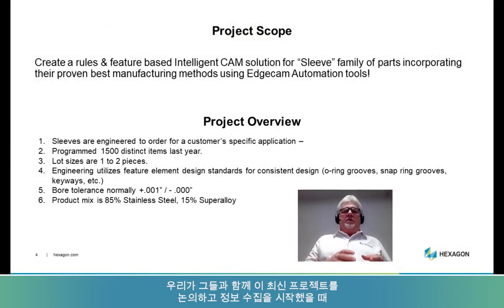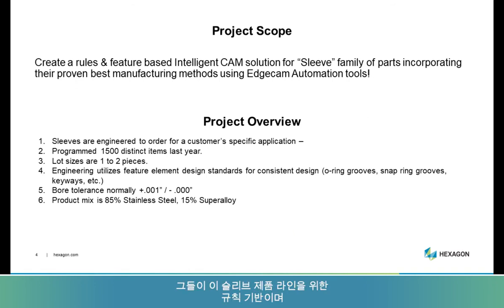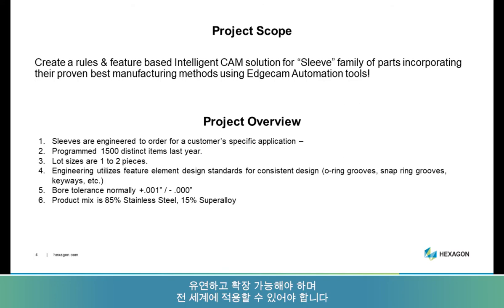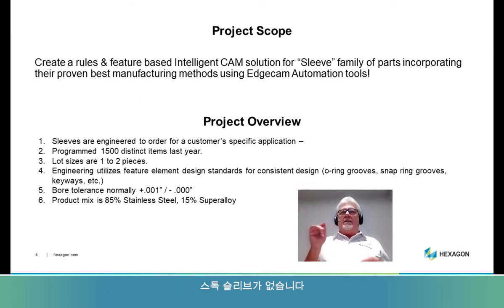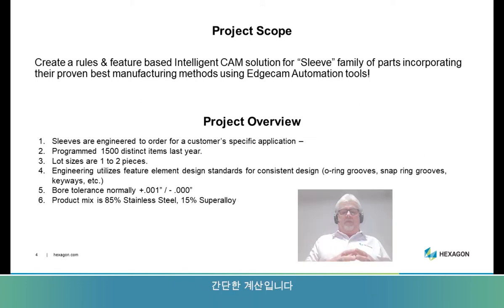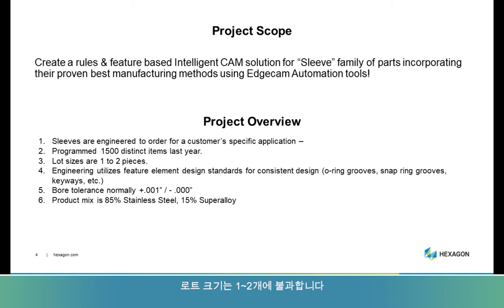So when we sat down with them to discuss this latest project and start gathering the information, we found out that they wanted us to create a rules-based, feature-based automation project for this sleeve product line. We were to use their proven methods. It must be flexible, it must be scalable, and it must be global. When we talk about their overview and some of the notes that we take, we found out that every sleeve is custom ordered. There's no stock sleeves. They programmed last year over 1,500 distinct sleeves with 6 programmers. You do the math. Their lot sizes are just 1 to 2 pieces.